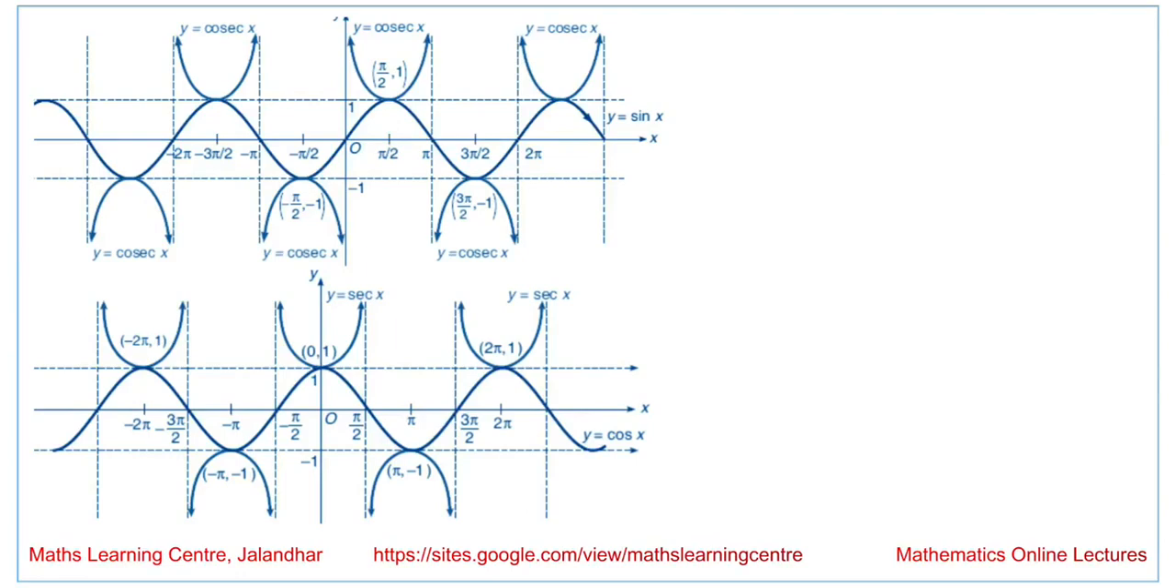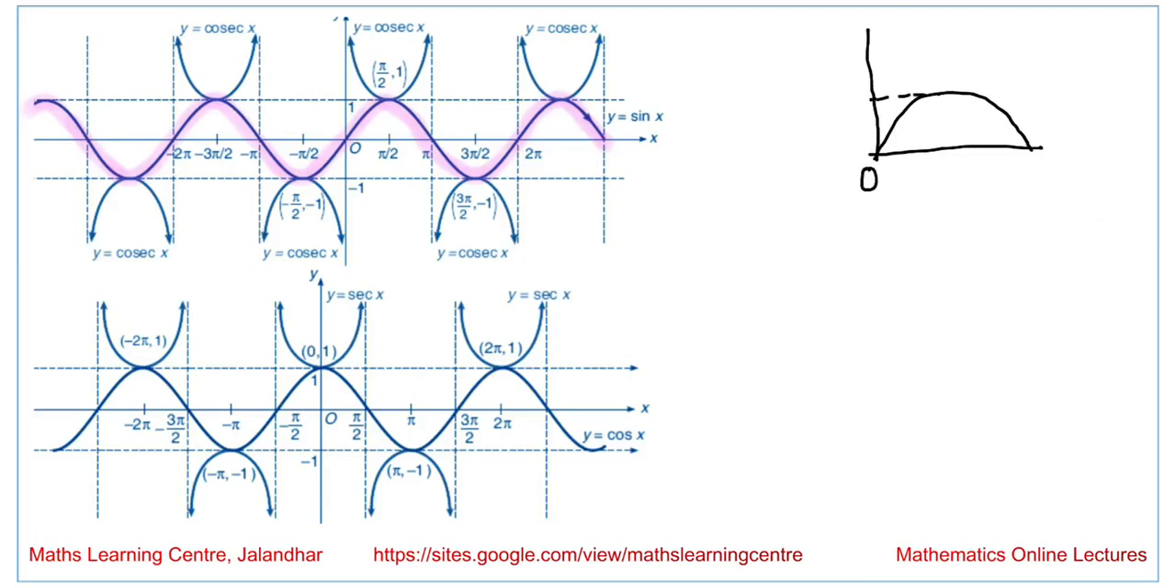So we are plotting these graphs from the graph of sin x and cos x. We can see over here, we have drawn the graph of sin x first. This is the graph of the function y is equal to sine of x. Suppose I am talking about the graph in the region 0 to pi.